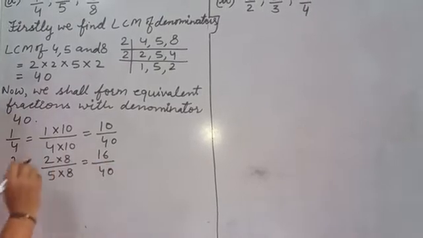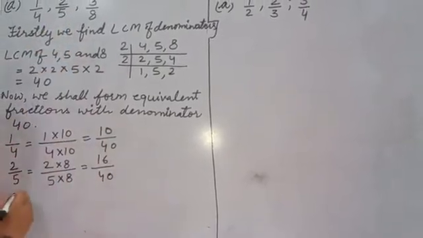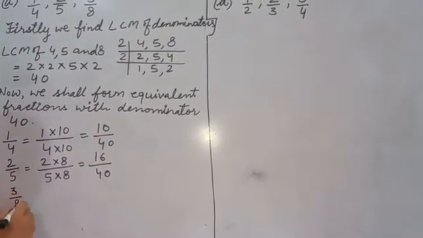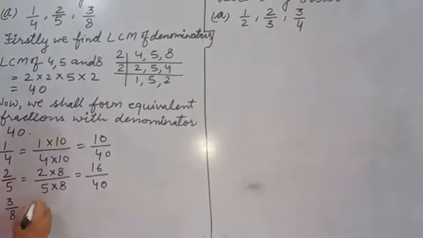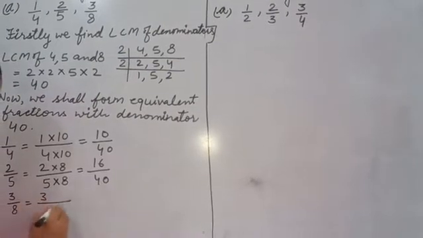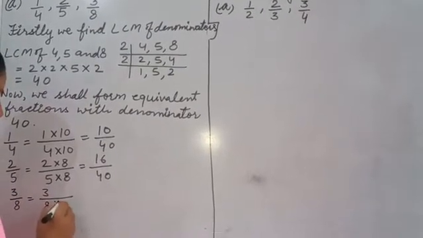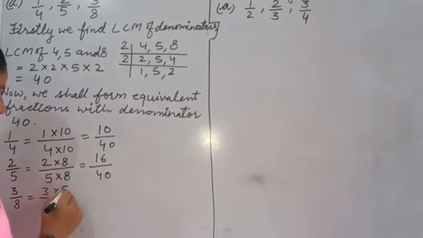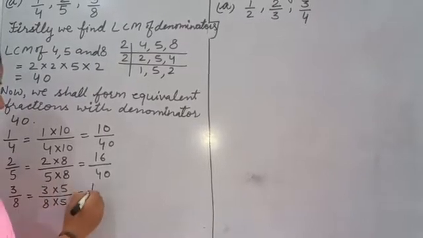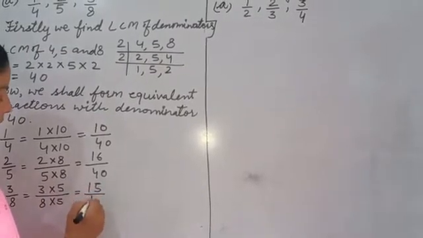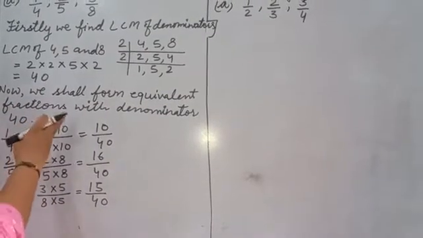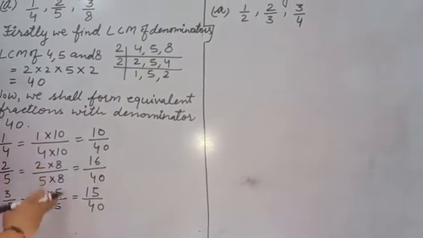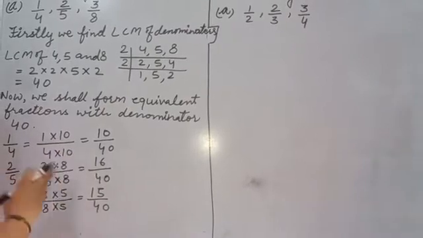All denominators will become 40. Now third is 3 upon 8. Now in 8 table where is 40? 8 5s are 40. So 3 upon 8 multiply by 5. 5 3s are 15 and 5 8s are 40. Now we have made all equivalent fractions. By multiplying numerator and denominator by the same number, we make their equivalent fraction.